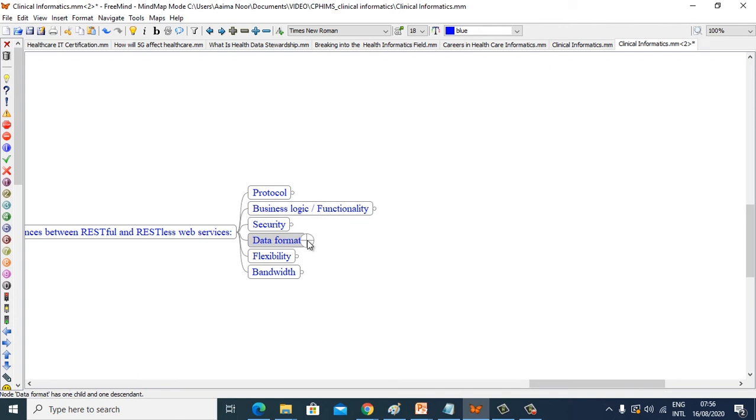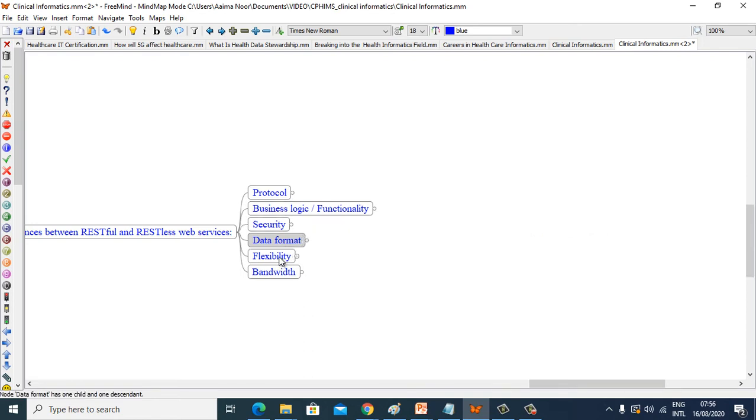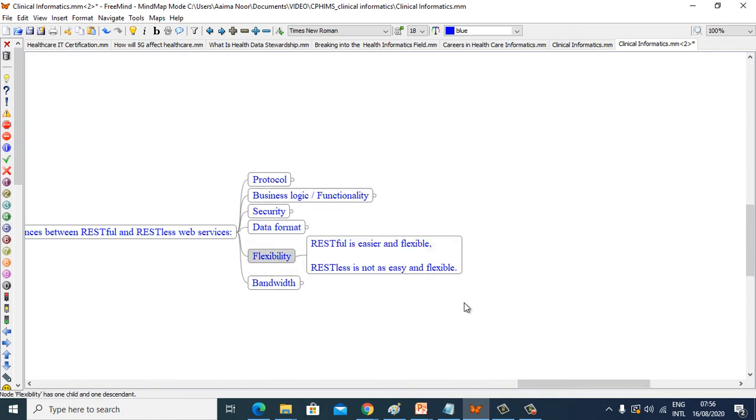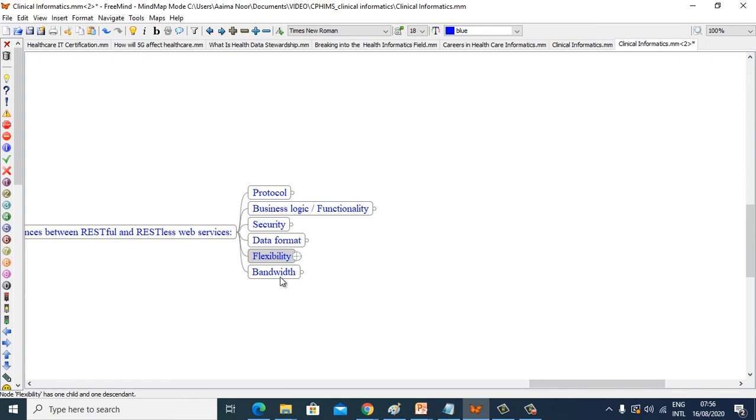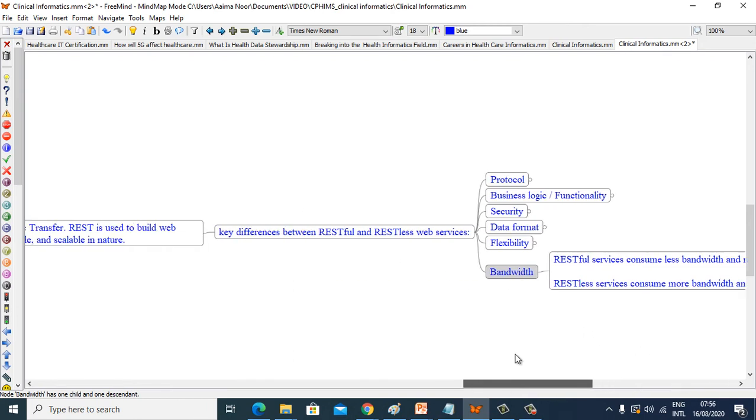Data format: RESTful supports various data formats such as HTML, JSON, text, etc. RESTless supports the XML format. Flexibility: RESTful is easier and flexible. RESTless is not easy and flexible. Bandwidth: RESTful services consume less bandwidth and resources. RESTless services consume more bandwidth and resources.